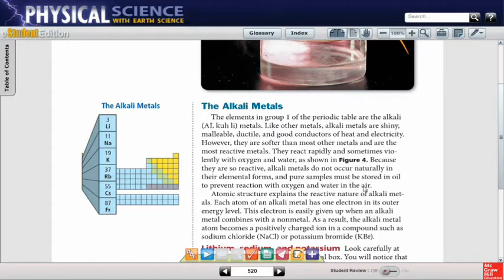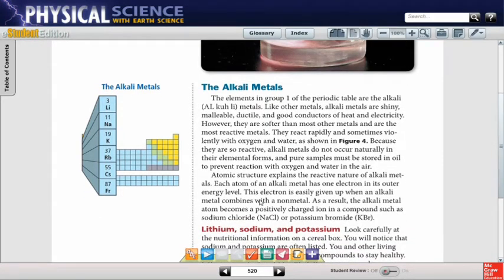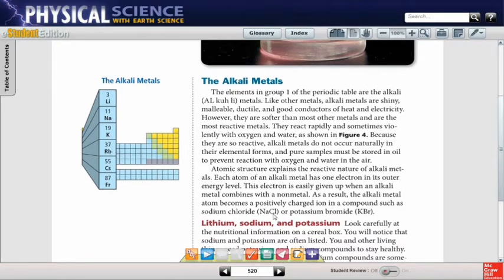Wow. So we know that these are really reactive, and we know it's because they have one electron in that outer shell, and they want to spit that electron out, and they react very quickly. The atomic structure explains the reactive nature of alkali metals. Each atom of an alkali metal has one electron in its outer energy level. This electron is easily given up when an alkali metal combines with a nonmetal. Remember the salt? Sodium giving up an electron, chlorine grabbing it in.